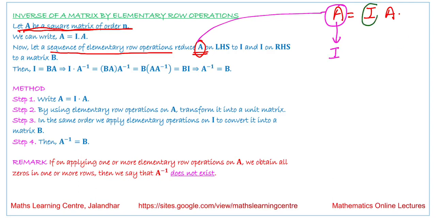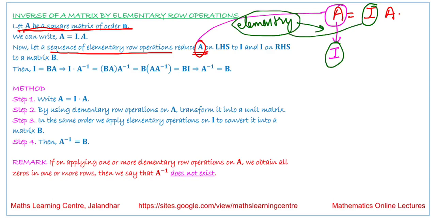and whatever elementary operation we have applied on this A to reduce it to I, the same elementary operation is applied on I. This I will change to the matrix B, and this matrix A will remain as it is.